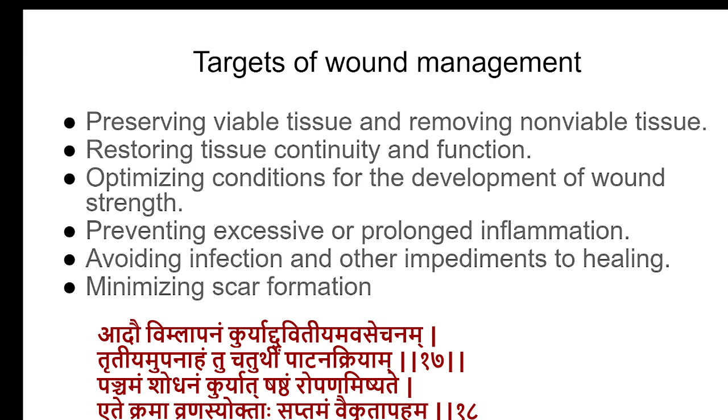Saptam Vikutapaham. Now, the 6 points which are mentioned above and the 7 points which are mentioned in Sushruta are almost similar. The Vimlapana is about removing the non-viable tissue and preserving the viable tissue. Vimlapana and Avasetana. Upanaha is to prevent the infections, the septic complications. Patana again is once there is an infection, it has to be drained out and removed. And then Shodhana, promoting the healing, optimizing the condition for the development of wound strength, or the Ropana. And Vaikratapaha is minimizing the deformity which could be produced. So they are the same as such, which are the main targets of wound management.